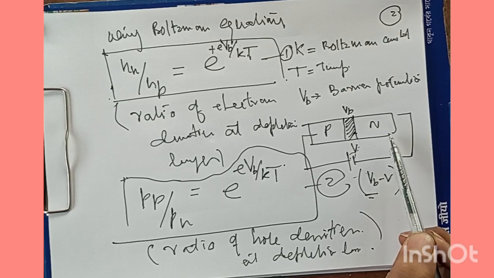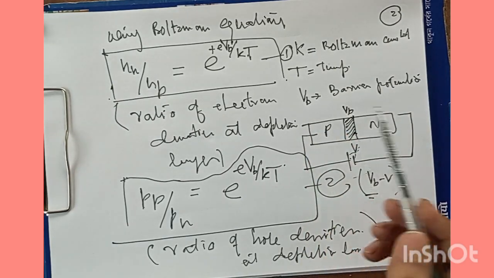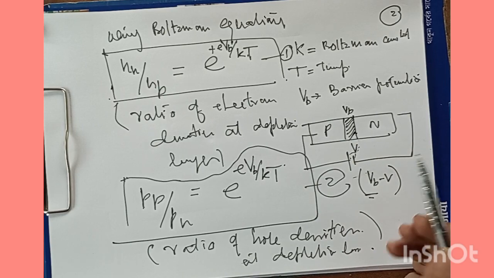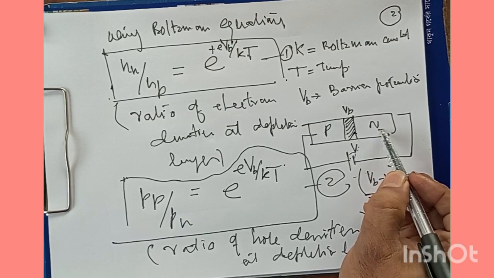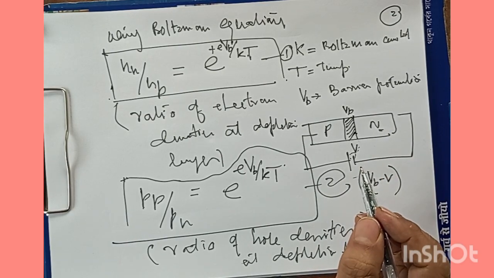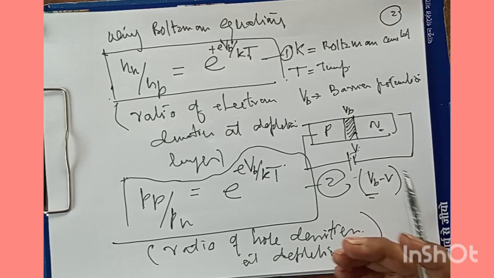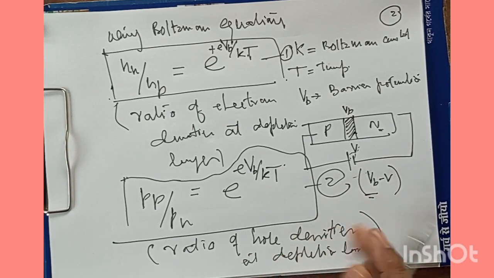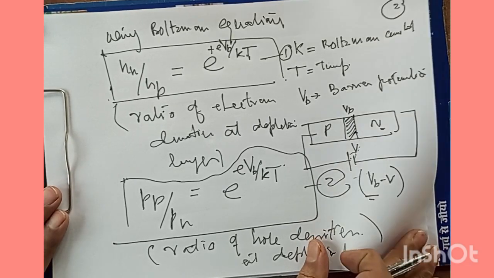Thus, under the forward bias condition, the equations that we have for hole densities on the right side of this p-n junction are modified. So what happens to this equation? It will be modified under the forward biasing of the p-n junction.